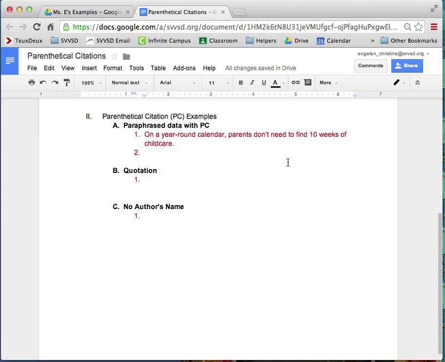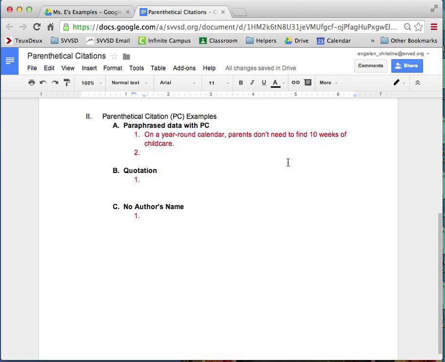All right, so here is my piece of data from my essay on the year-round school calendar. And this piece of data says that on a year-round calendar, parents don't need to find 10 weeks of childcare. Now, you guys are high school students. I know you don't need childcare, but when you were younger, if your parents both were working, well, your parents had to find something to do with you for 2.5 months. And on a year-round calendar, those breaks are a lot shorter, and that problem becomes a little bit easier to solve. But this fact has not been cited in any way.